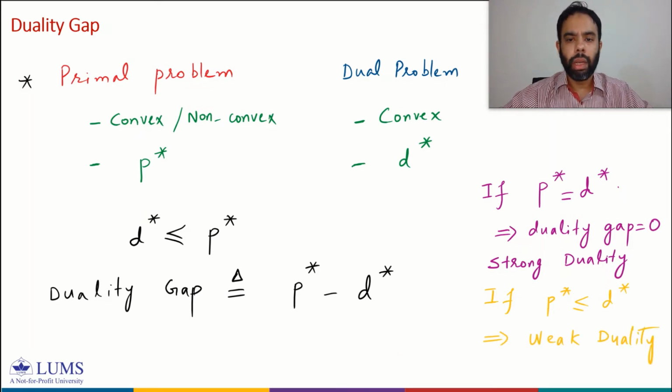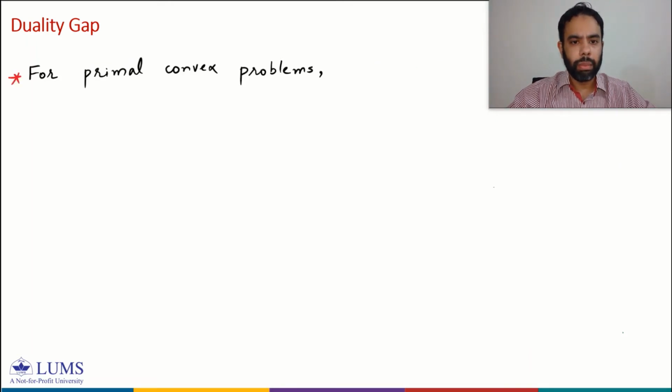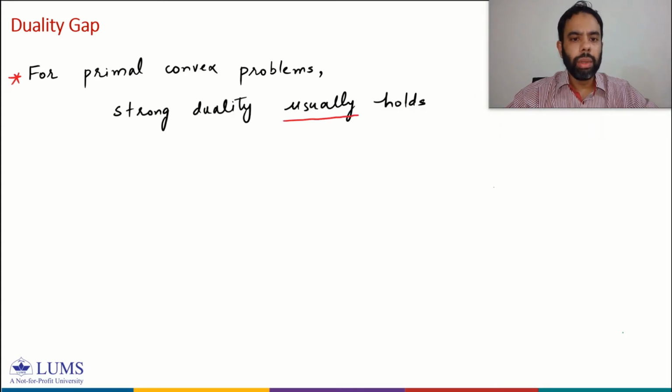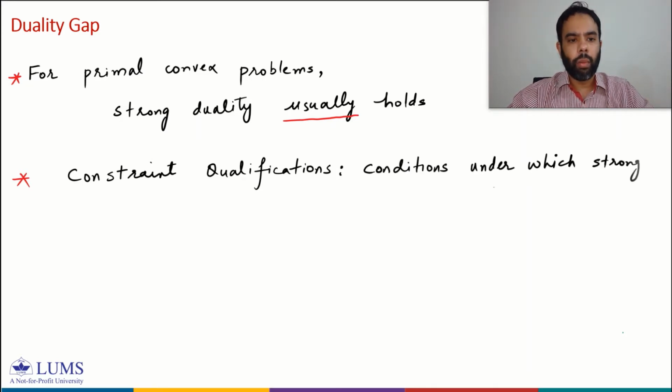This strong duality usually holds when the primal problem is a convex problem. So we say for a primal convex problem, strong duality usually holds. We cannot say that strong duality always holds for primal convex problems. There are conditions under which strong duality holds for primal convex problems, and we refer to those conditions as constraint qualifications. So constraint qualifications refers to the conditions under which strong duality holds for primal convex problems.